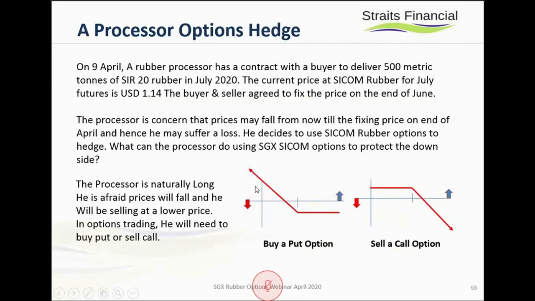All right? So always remember, if you are a rubber processor, you are always worried about falling prices. So a few things you can do: you can buy a put option, or you can sell a call option to collect the premium, or you can sell futures to hedge. All right?